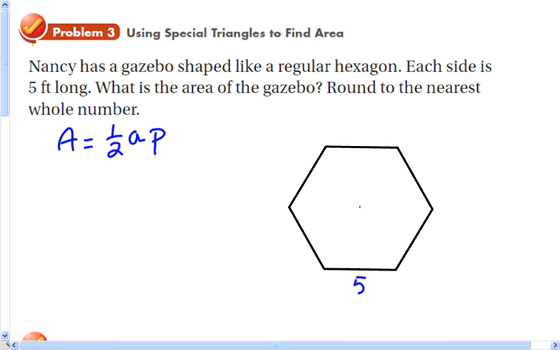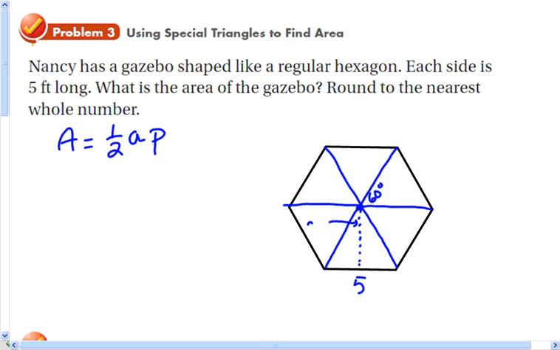So I'm just going to put a center in here and then draw the triangle. And all these triangles would be the same, since it's a regular hexagon. Now, to use this formula, I need to know what A is. So I'm just going to mark that. And then I know that each of these angles are 60 degrees, because we have 360 divided by 6, which is 60.